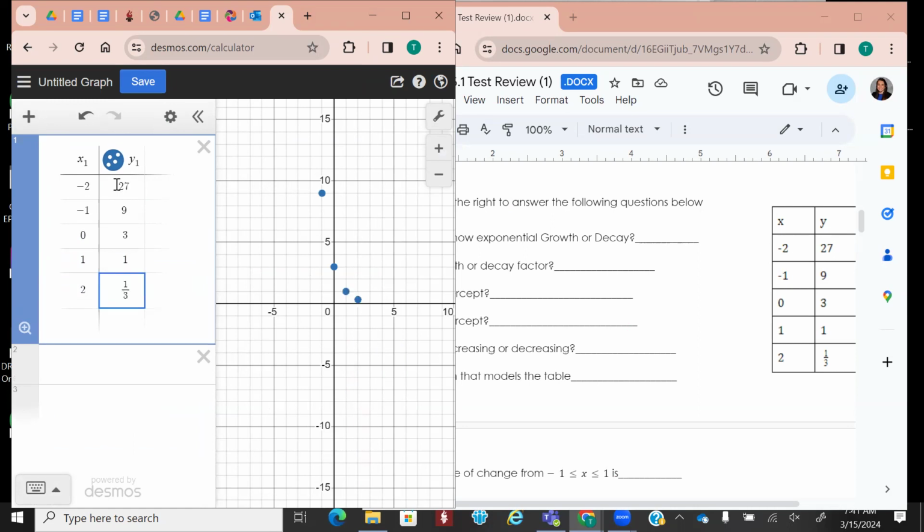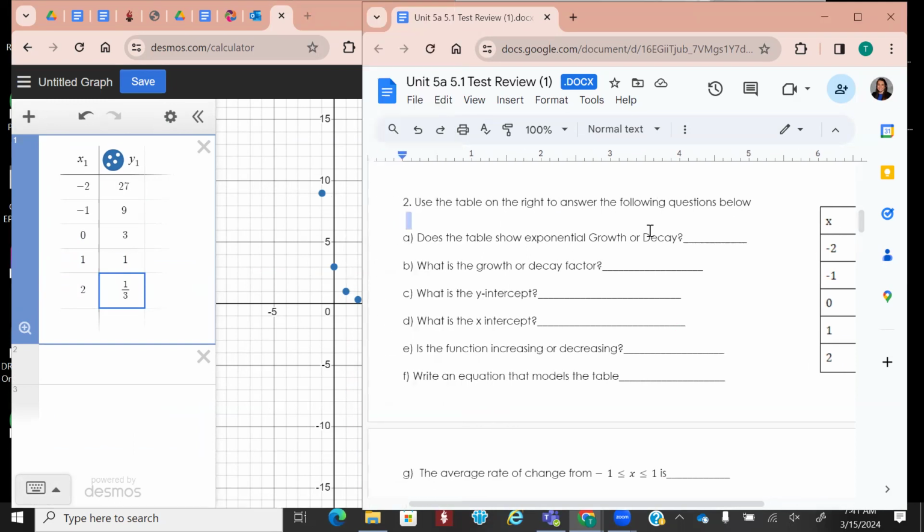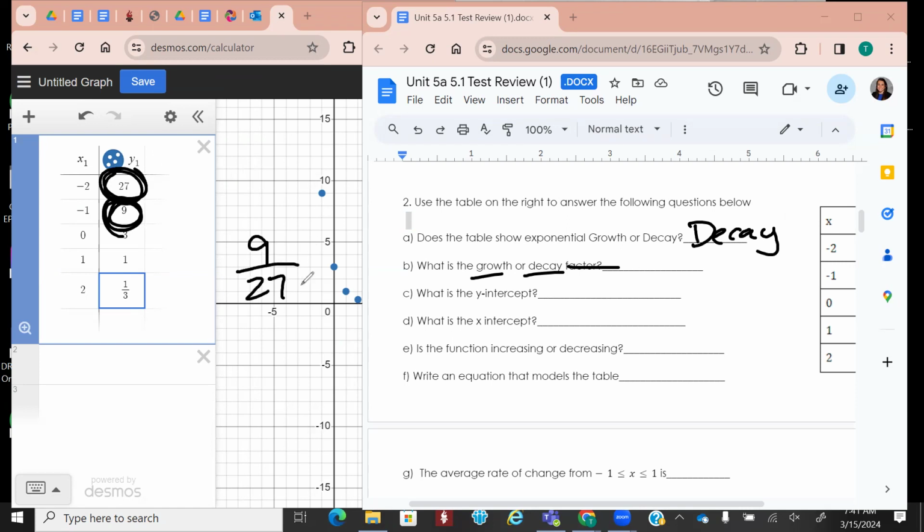Okay, so we can already see that there's this exponential curve going. Is this decaying or is this growing? Well, we can see that the numbers are going down, right? So this is going to be decay. Now, growth factor or decay factor. The way we find that is we take our second number and divide it by our first number. So what's 9 divided by 27? That's going to give me a decimal, or you can simplify this to 1/3. That's going to be 1/3 for our decay factor.